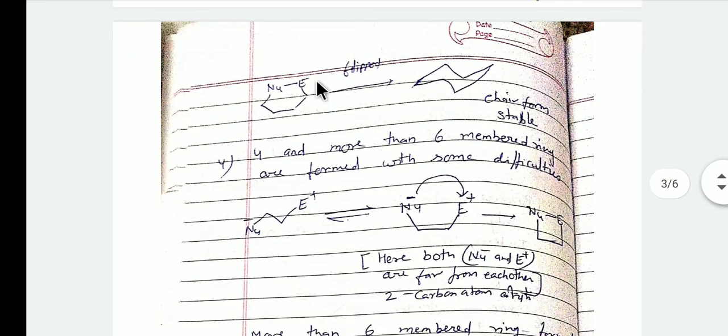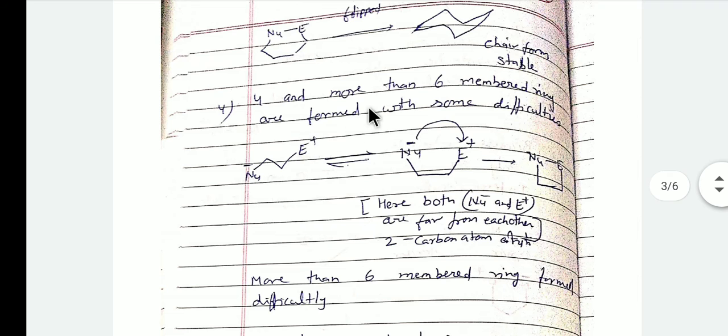But when the six-membered ring is formed, it is very stable because the six-membered ring flips and converts into the chair formation, which is the stable formation. The four and six-membered rings are formed with some difficulty.